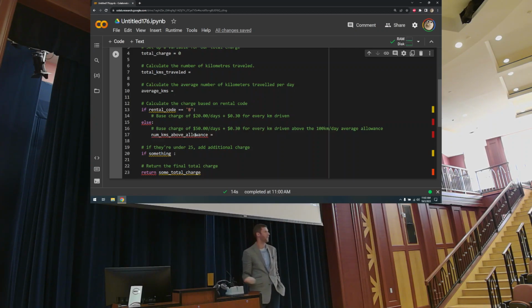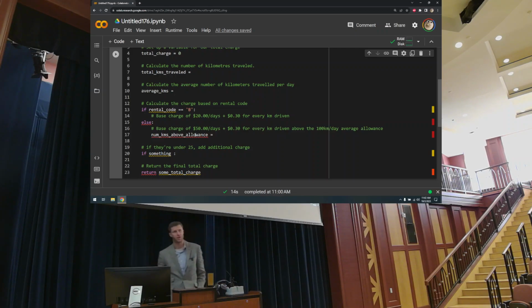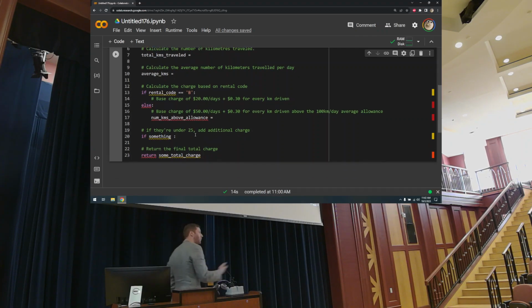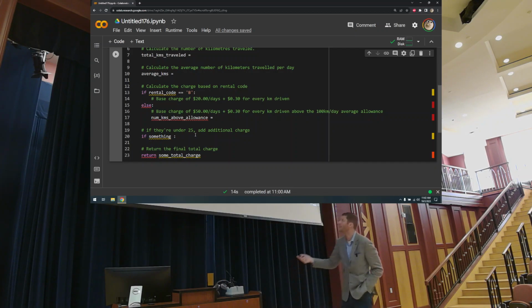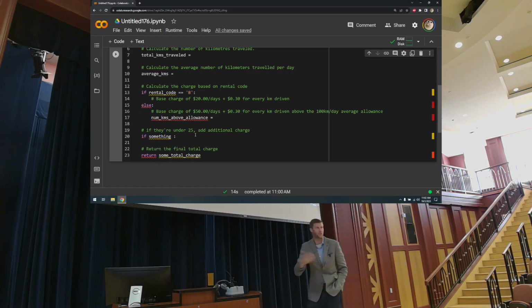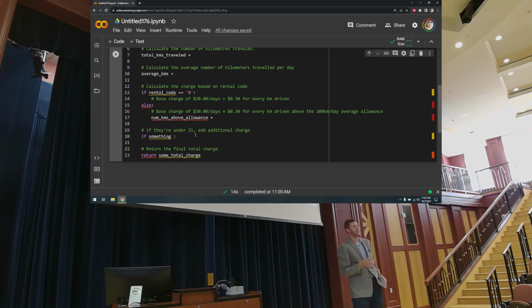I know I need to know that. I'm going to want to know the average kilometers they drove over the days that they had it. And then if it's rental code B, we want to do one calculation. I think I have it in the comment. It's $20 a day plus 30 cents for every kilometer driven. Otherwise, let's just assume it's rental code D. We're going to do some other calculation. But the calculation we do will depend on the rental agreement code.